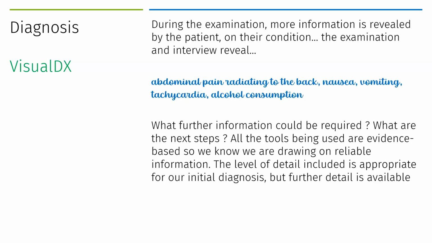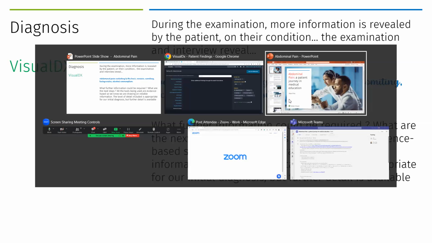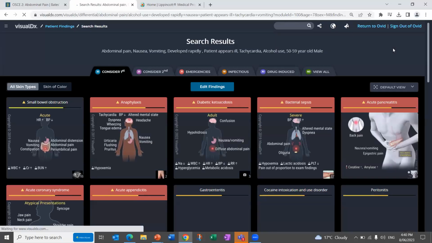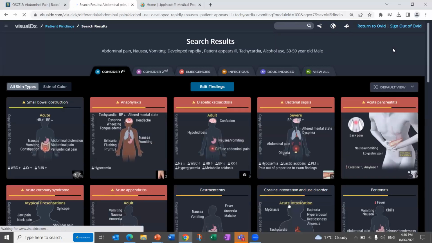What we may be thinking, though, is what further information could be required? What are the next steps that we can take as we're moving through this process? What we can see as a part of this process, as we begin to view this differential, is the sorts of things that are being suggested as a part of this process that we see here.